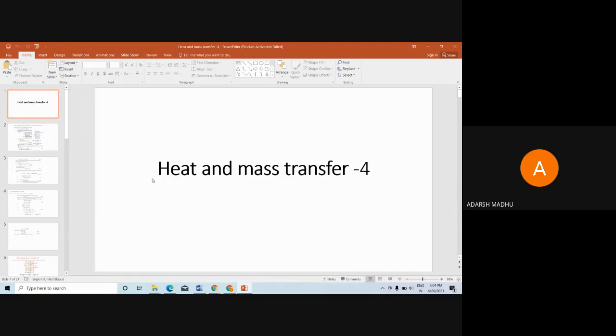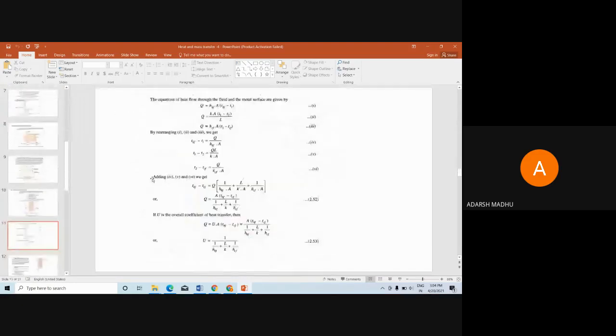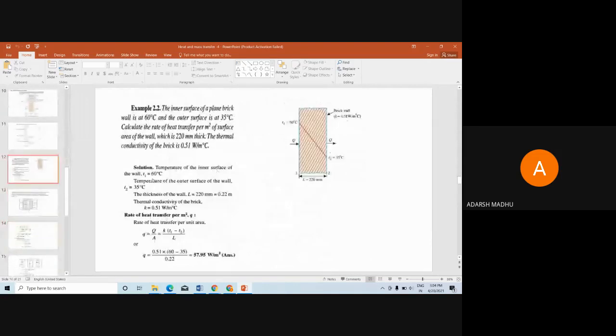So for the previous class, we have already discussed a problem, a simple problem for the application of the equation we have studied.